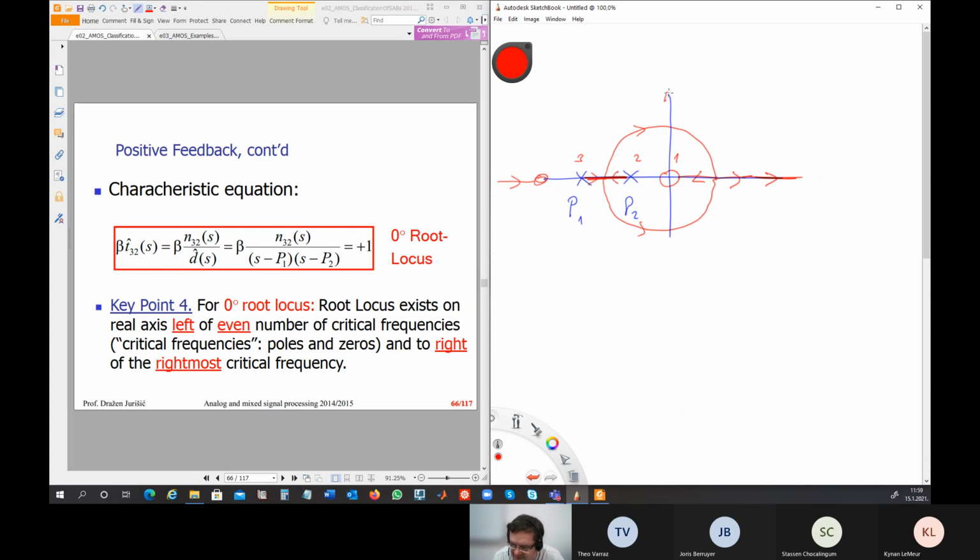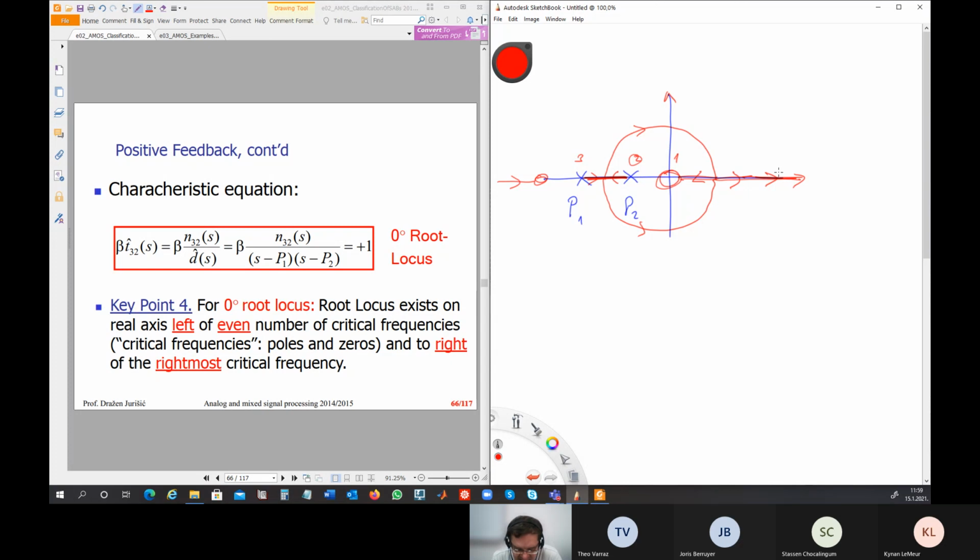So this is the root locus of the positive feedback, and it's on the left of the even number. So this is 1, 2, so left of the 2. So it's here. And goes to the right of the rightmost critical. This is the rightmost, and goes to the right, goes here. So this is how it can look like.